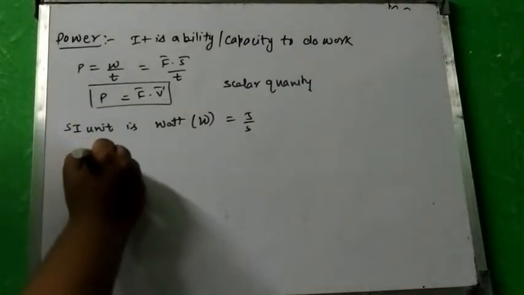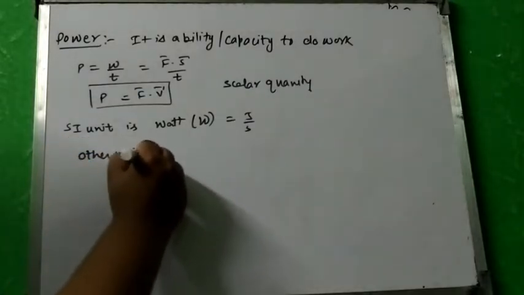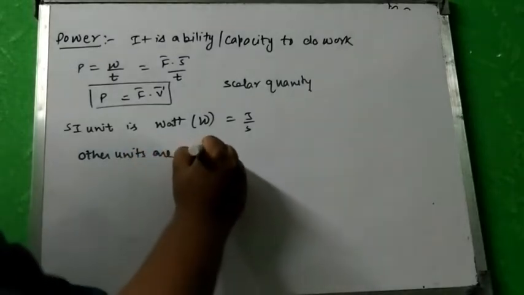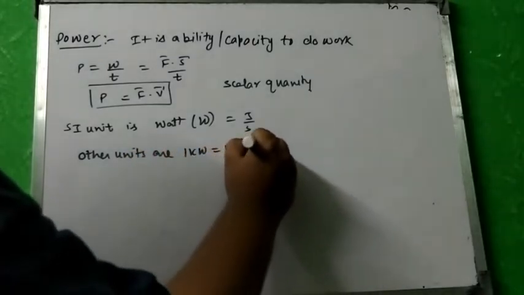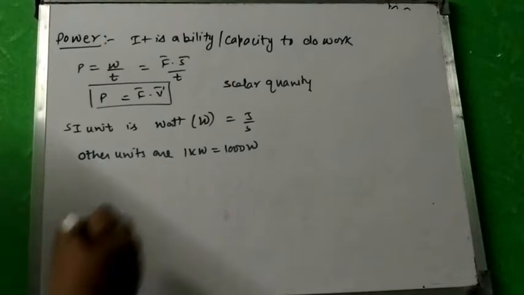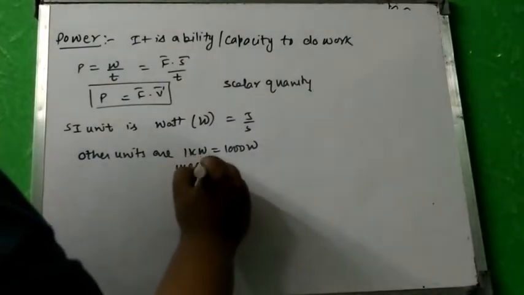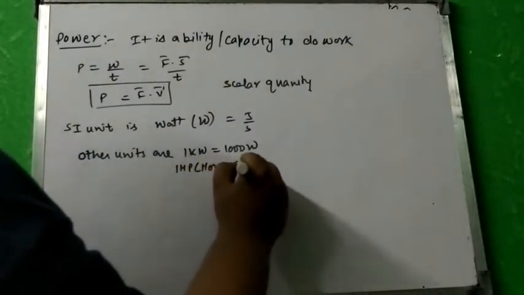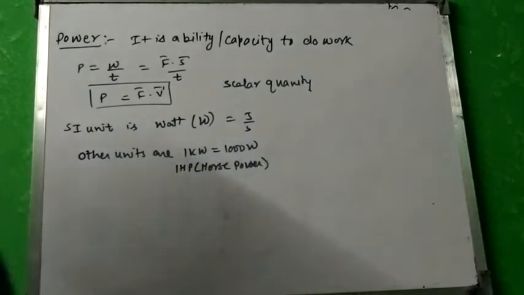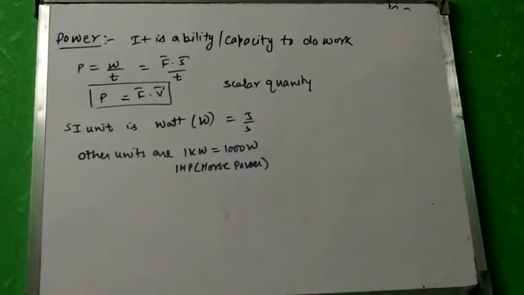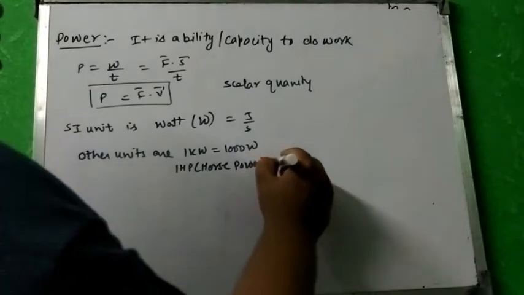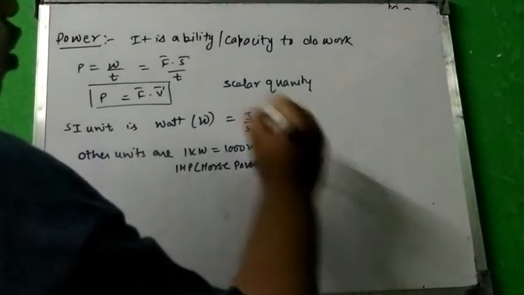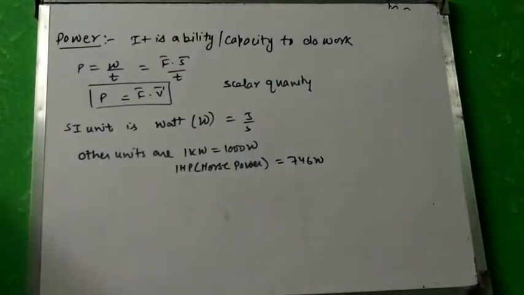Other units are kilowatt and horsepower. 1 kilowatt is equal to 1000 watt, and HP stands for horsepower. Horsepower. ठीक है, तो horsepower is 746 watt. 1 horsepower is 746 watt.